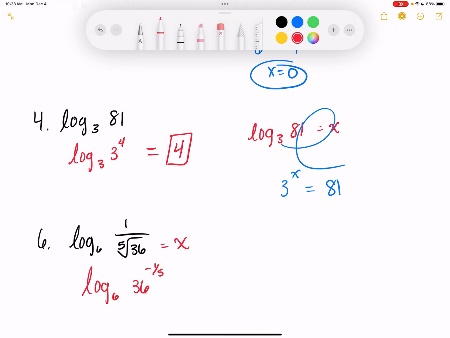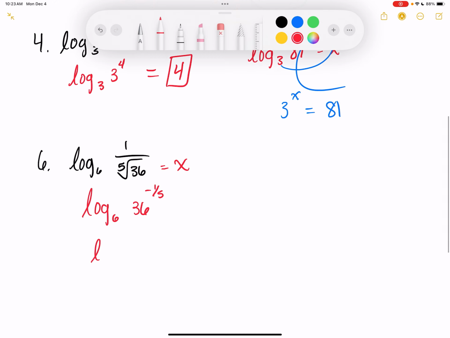Where I know that 36 can be rewritten as what? 6 squared. So I'm going to put up here in the numerator of my exponent, I'm going to change that to a 2 and rewrite this as a 6. So that would be log base 6 of 6 to the negative 2/5. So then now this would be equal to what? Negative 2/5. It's just equal to whatever the exponent is.